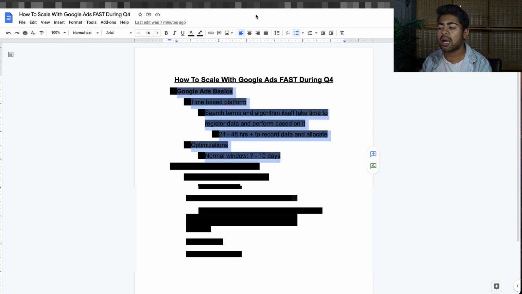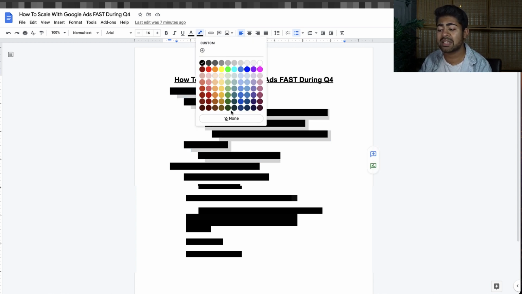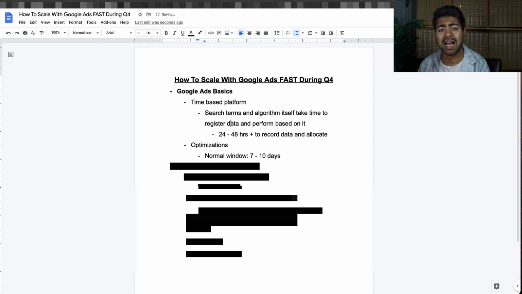So let's start off first by talking about the basics, because if you don't know the basics of Google Ads, literally scaling is going to be one of the hardest things you do.